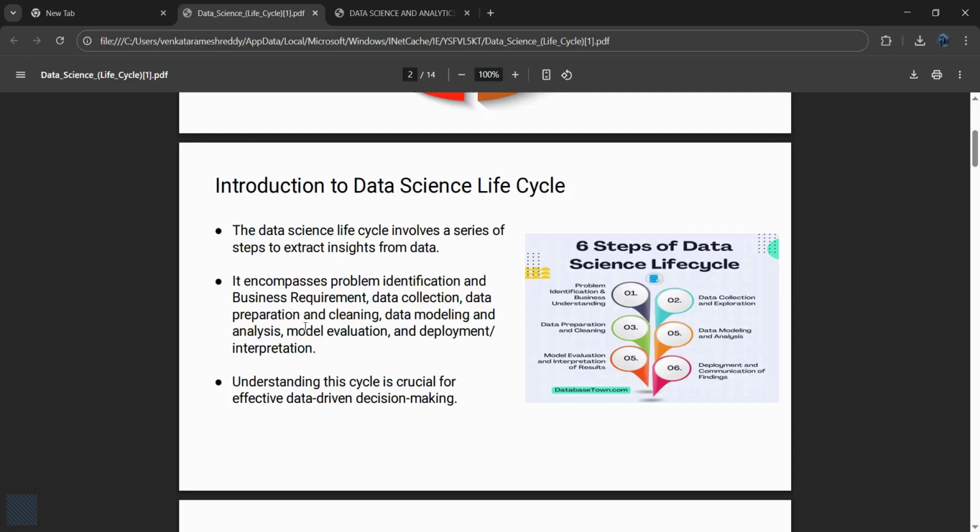Next point, it encompasses problem identification and business requirement, data collection, data preparation and cleaning, modeling and analysis, model evaluation, and deployment or interpretation. It means it helps in problem identification. If you want to identify any problem, this data science life cycle will definitely help you to identify the problem, to rectify the problem, and also to solve the problem. It will be useful for the problem identification and also business requirement.